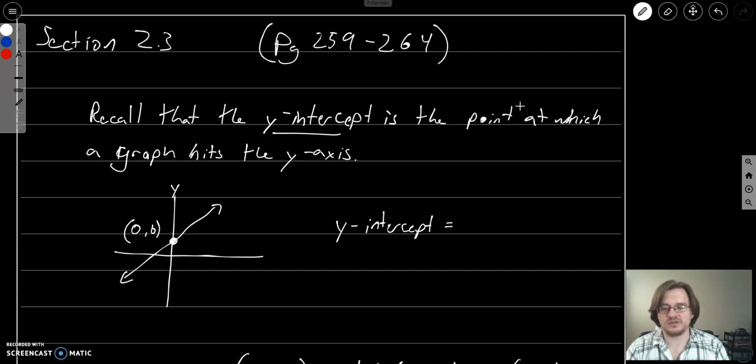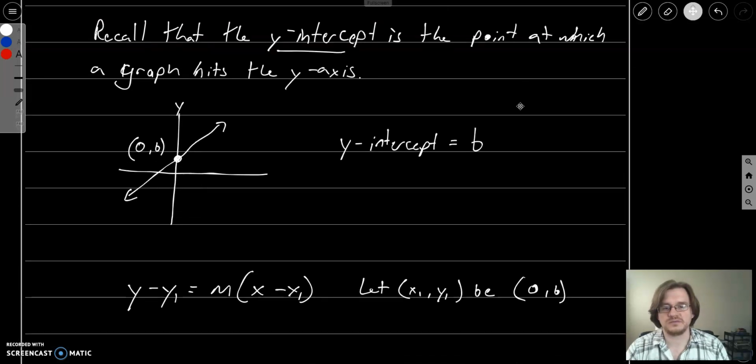0 is the x value because we're not to the left or to the right. We're right on the y-axis. And b is just going to be how far up or down the y-axis we are. So the y-intercept is just b. All we need to know is b to know where the line will hit the y-axis. So this y-intercept, this point (0, b), is quite nice. X is 0 and then y will be b at that point.